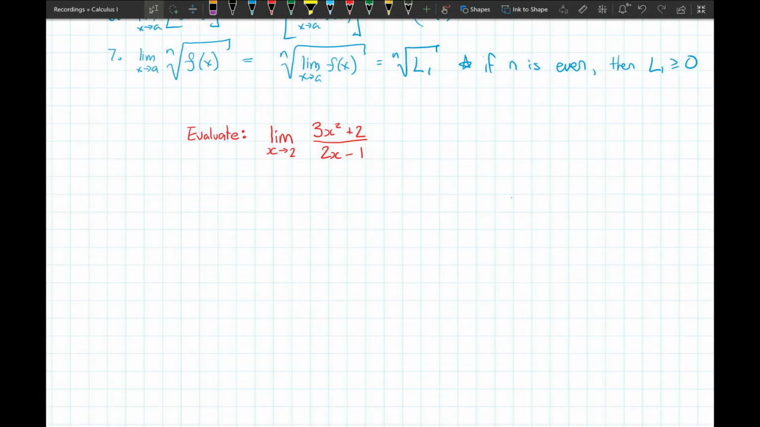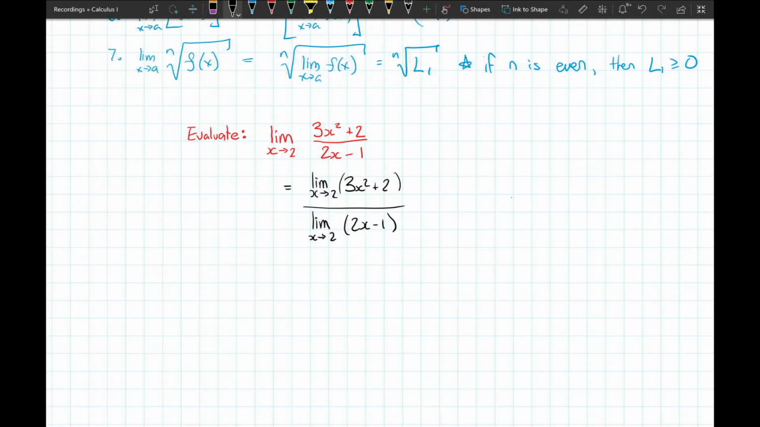Okay, so I've got a rational expression that's a polynomial divided by a polynomial, and we've got 3x squared plus 2 over 2x minus 1. Now let's see what happens as x gets closer to 2 from a left-hand perspective or right-hand perspective, just getting closer to 2. Well, the first thing is, assuming that the top has a limit that exists and the bottom has a limit that exists, then we can split this up into a limit of the top and a limit of the bottom, and then divide those two results.